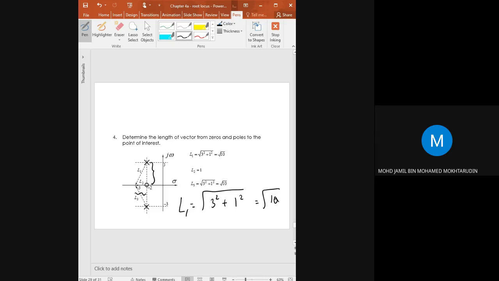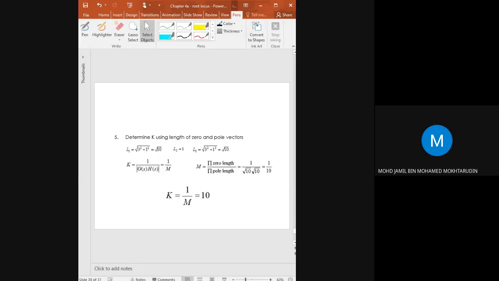Okay, so when you get all the lengths, then you need to use the formula to find M first. So M equals the product of length of zero divided by the product of length of poles. So simbol ni tadi adalah product. Ni sebenarnya simbol pi. Ada dua. Ni pi kecil, ni pi besar. Simbol pi ni diambil dari tulisan Greek. Tulisan Greek pun macam ABC juga. Dia ada huruf A besar, A kecil. Tiba-tiba cerita tulisan Greek tak kaitan. Okay, jangan confuse. Ni pi besar ni maksudnya product, product of length of zero divided by product of length of poles.